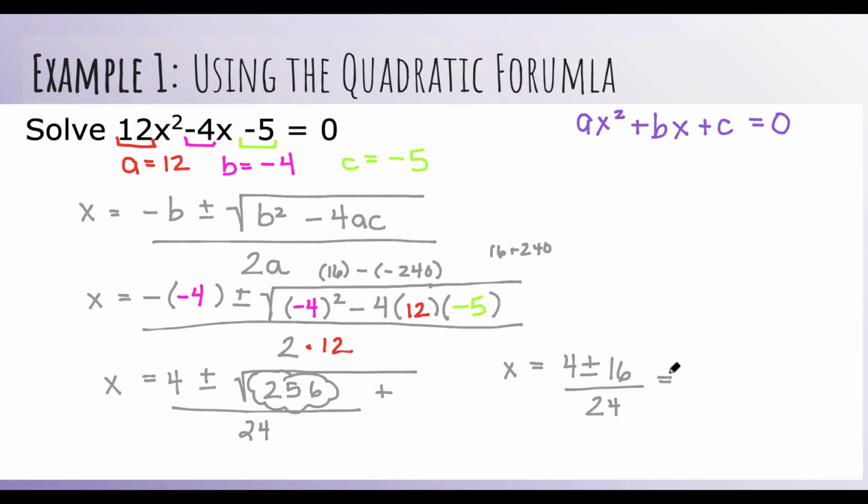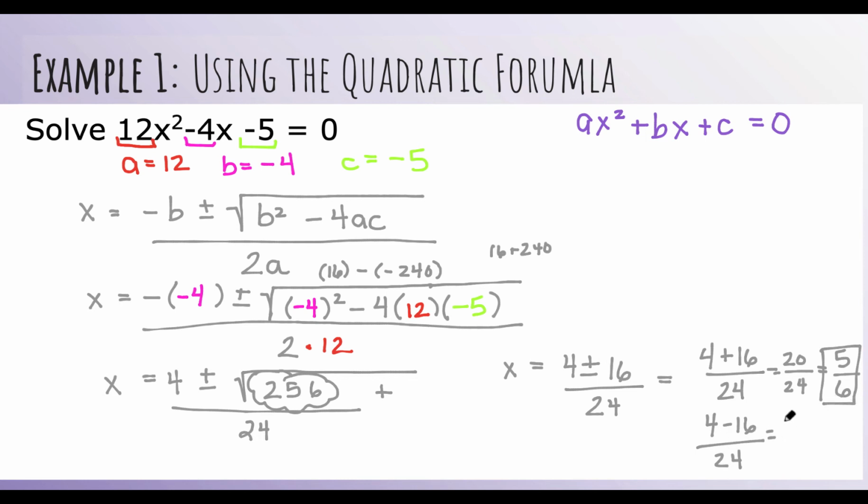We're going to have one solution when we have a plus sign in the numerator, 4 plus 16 divided by 24. And then we're going to have another solution when we have a minus in our numerator, 4 minus 16 divided by 24. So let's simplify. 4 plus 16 is 20 divided by 24. We can see that they have a common factor, which is 4. So when we divide that out, we're left with 5/6.